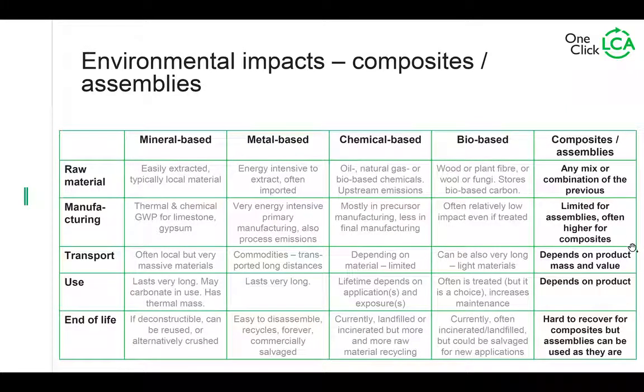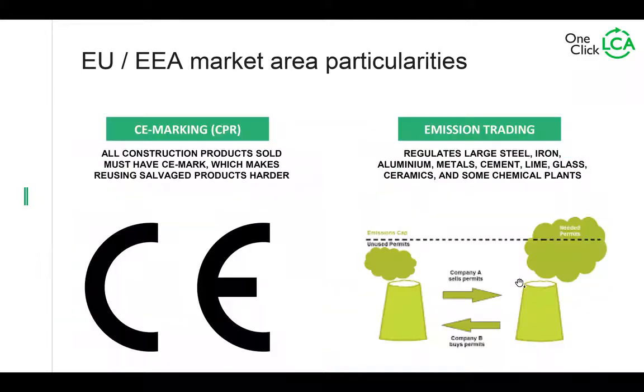So they can be transported usually for some distance, but not infinitely so. Their value per ton also tends to be limited. End of life may be a bit harder to recover for composites, but assemblies are quite good. A window you can uninstall and reuse in a different building. Same for a door, and other products as well can be used as they are. So much for the short overview.